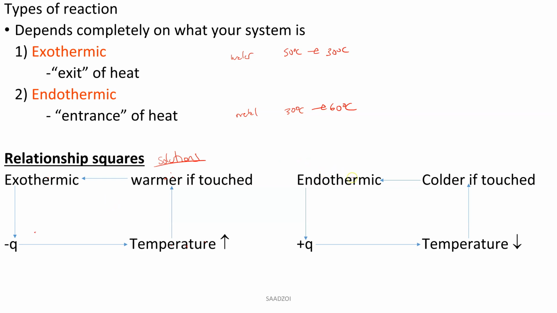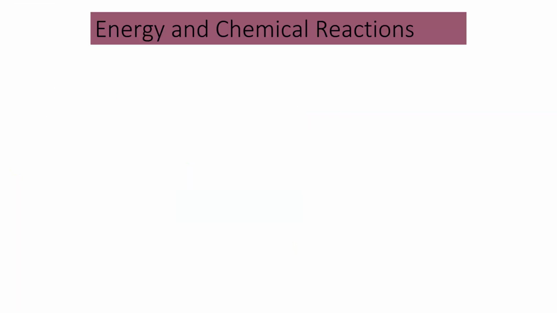Same way, if it's endothermic, it's going to be colder to the touch, so the temperature decreases. So whenever you see a reaction where temperature goes down, it's endothermic. It's going to be colder when you touch it, and your Q is going to be positive. These are all guaranteed. If one of these is happening, all of them are happening. So if you notice for solutions that Q is positive, then that means it's endothermic, colder to the touch, and the temperature decreases. That's the relationship you have to figure out really quickly.